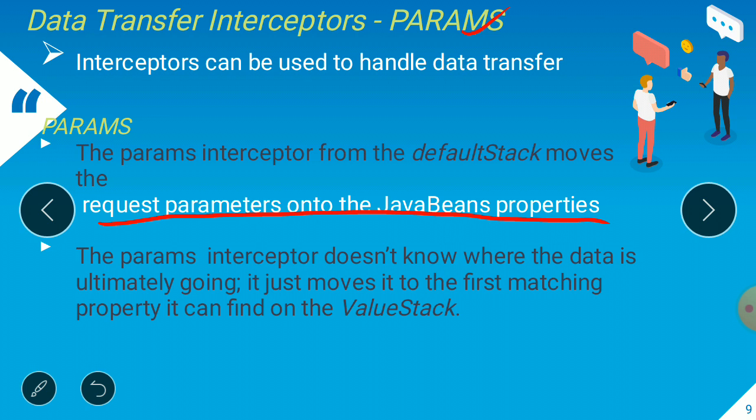தெரியும், params interceptor தெரியும்னா it doesn't know, it directly doesn't know, but when it just moves into the first matching property, it can find out in the value stack. So ஒரு டேட்டா வந்திருக்குன்னா அந்த டேட்டாக்கு ஈக்குவலா நேம் ப்ராப்பர்ட்டி வேல்யூ ஸ்டாக்ல எங்க இருக்கோ ஃபர்ஸ்ட் மேட்சிங் ப்ராப்பர்ட்டில it just goes and places the data. This is how params works.